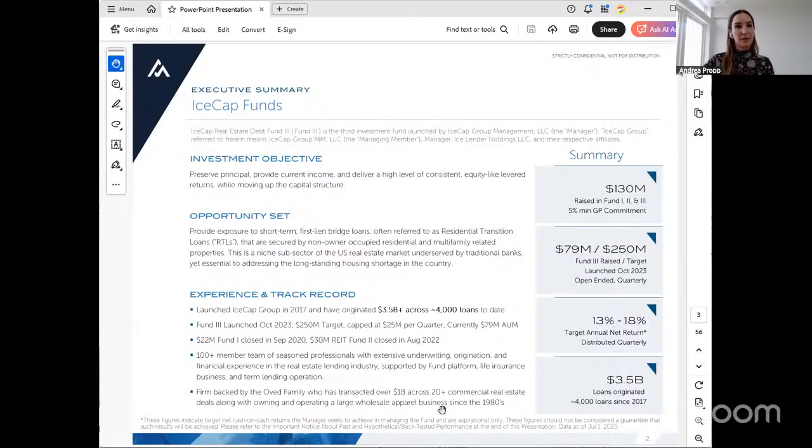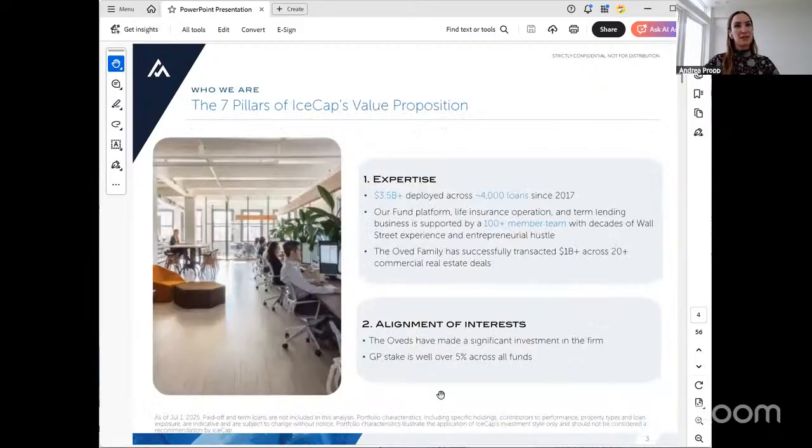So I am going to carry on to the 7 key pillars, why our investors choose to invest with us, what sets us apart. I have mentioned already, we have deployed $3.5 billion across 4,000 loans since 2017. So we have actually grown to become one of the largest private lenders in the space. We've got the fund platform, a life insurance business, as well as a term lending business here at IceCap Group. And so our operation employs about 100 people who are all dedicated to this loan origination and underwriting process.